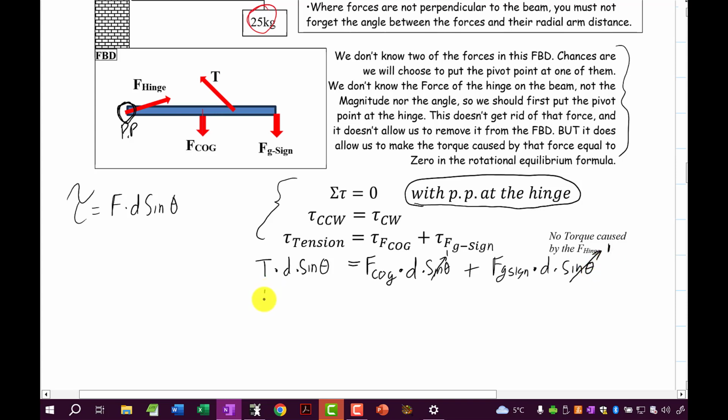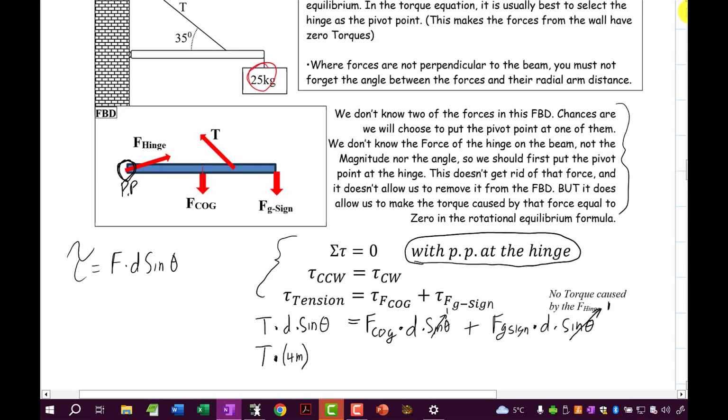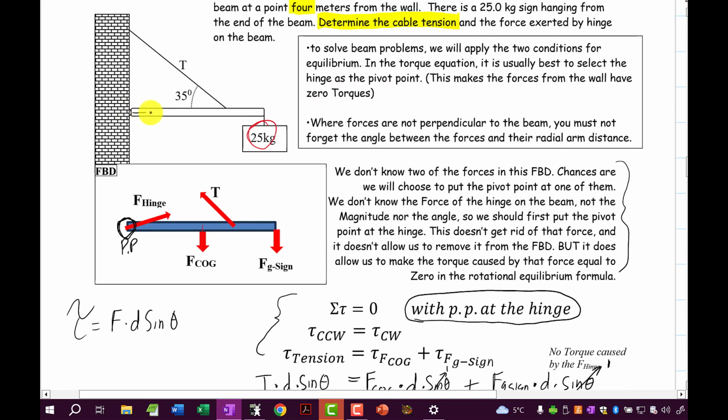So tension, plugging in the numbers now. How far is that rope from the pivot point? It's 4 meters. What is the angle that that tension comes to the beam at? There's our radial arm, and there's the tension. So the angle is 35 degrees.